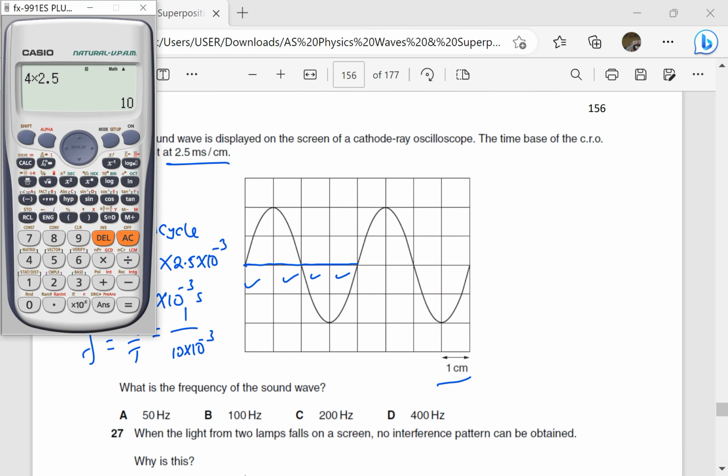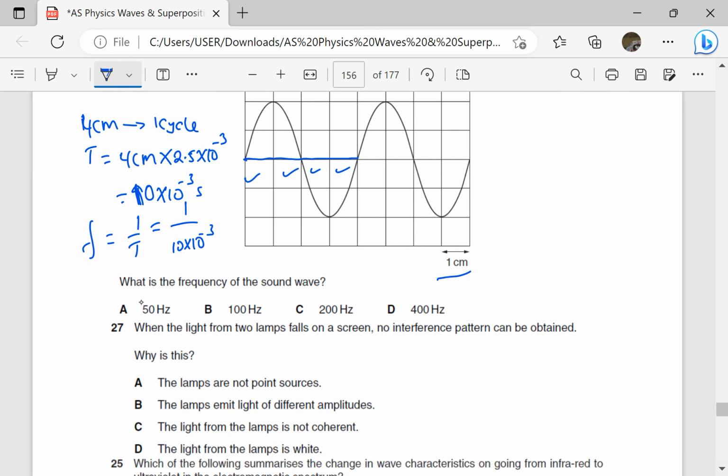So we now put in the calculator 1 divided by 10 exponent negative 3, which gives us 100 hertz. So our answer is 100, which is B.